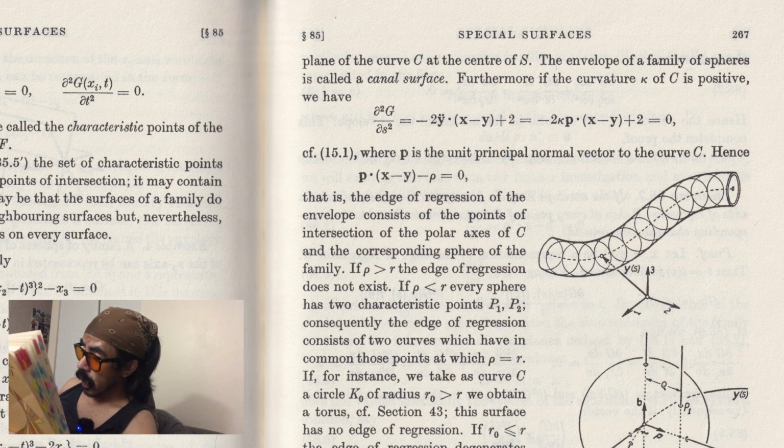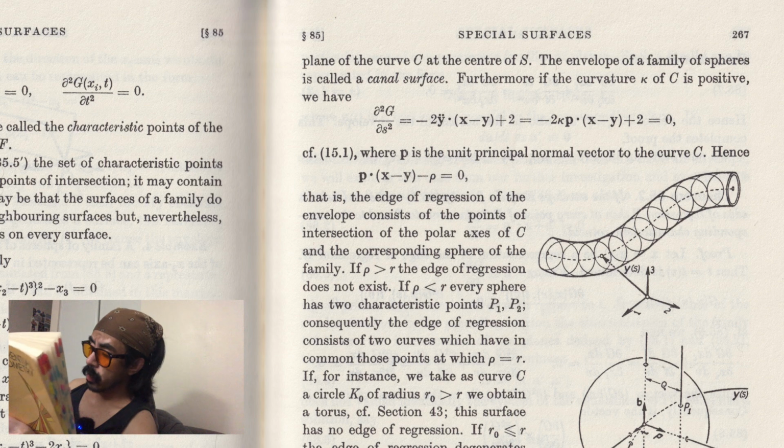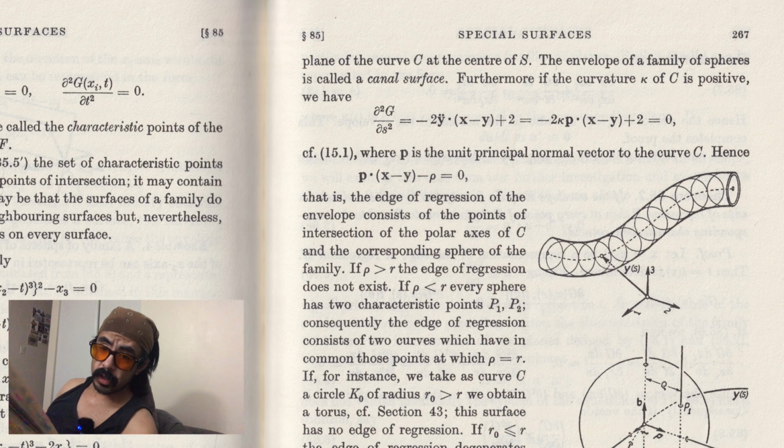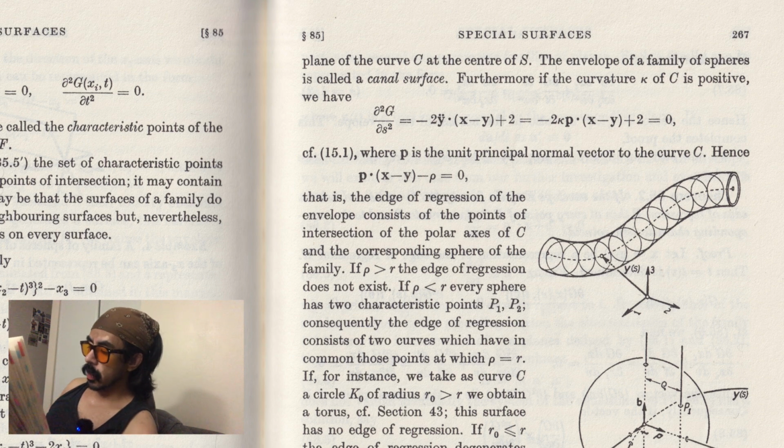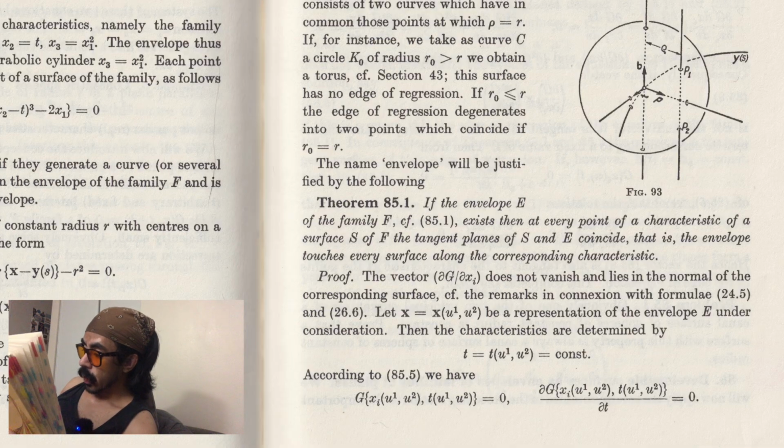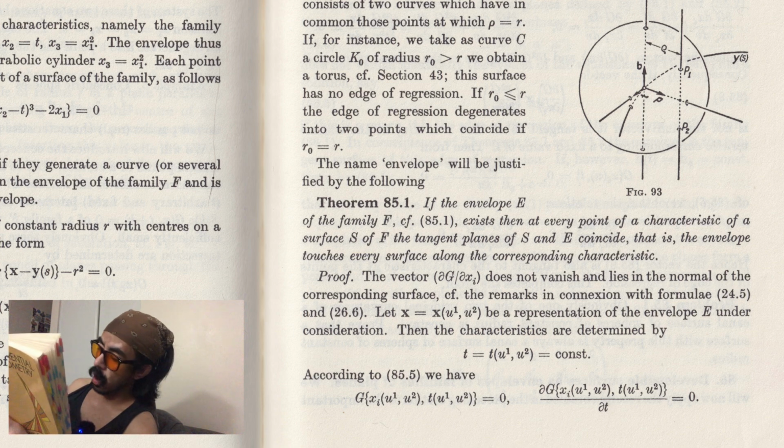If, for instance, we take as curve capital C a circle capital K naught of radius lowercase r naught, which is greater than lowercase r, we obtain a torus, for which refer back to section 43 on tori. That was, besides the Bianchi identities, one of the single page sections in the entire book, one of the shortest ones. This surface has no edge of regression. If r naught is less than or equal to r, the edge of regression degenerates into 2 points which coincide if r naught is equal to r.